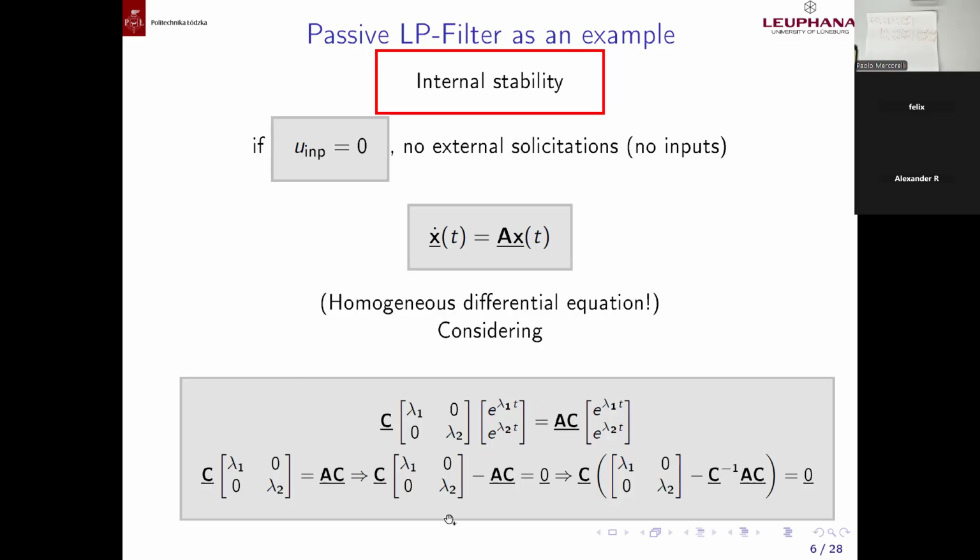Now, from this expression, I can write in this form. It is easy to see that I bring on the left part AC, and this means this element minus AC equals 0, no? Because we have an equality here. This means C, which multiplies now this particular matrix lambda 1, 0, 0, lambda 2, and then minus this expression here. Why that? Because here I put in evidence on the left the matrix C.